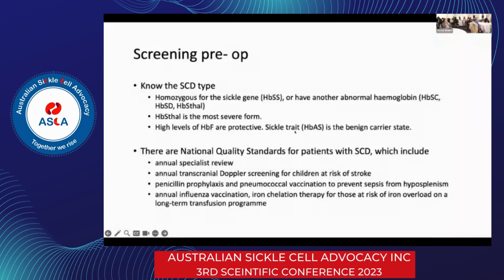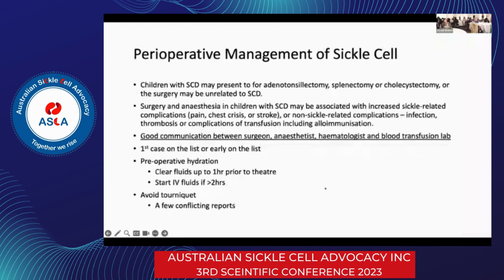In terms of preparing for surgery, we know there are some national standards for patients with sickle cell disease with annual reviews and special vaccinations and prophylaxis in children. We rely upon good communication with the surgeon, the anaesthetist, the haematologist, and the blood transfusion lab to get a good result with any child with sickle cell going to theatre. It may be due to tonsils or splenectomy or a gallbladder, or it could be something completely unrelated.